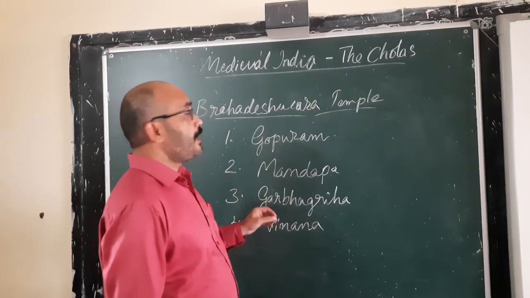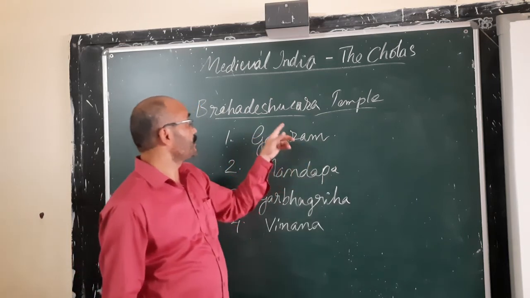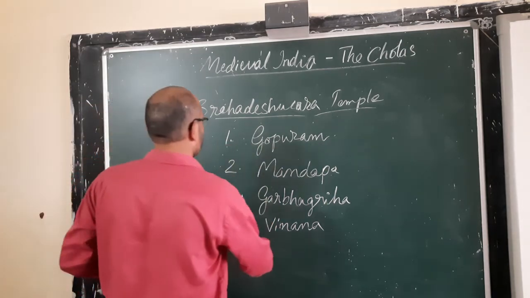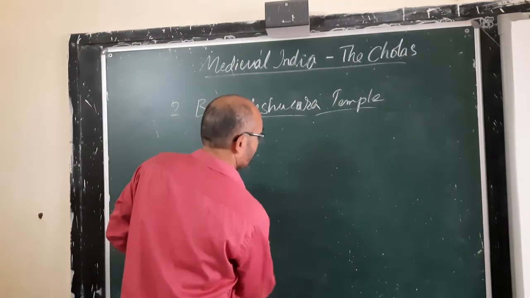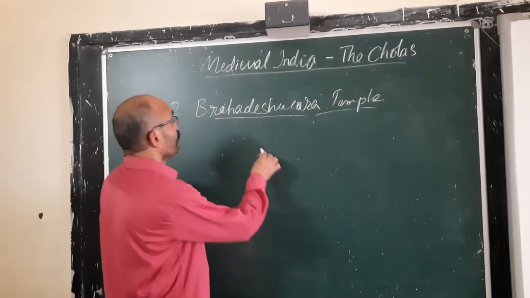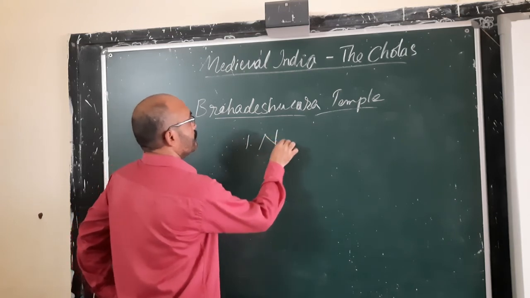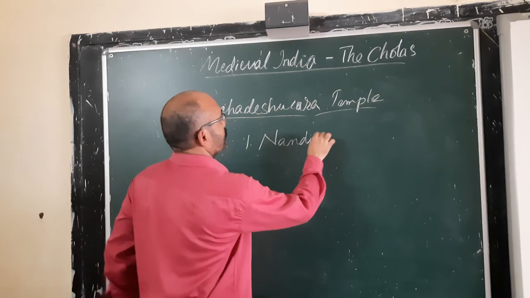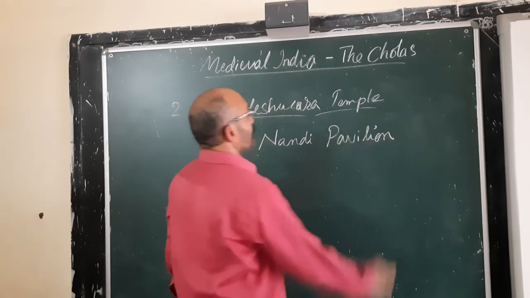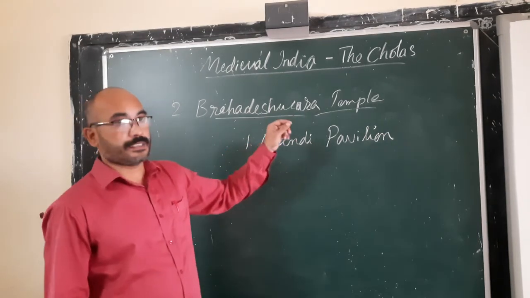And some other features, not of South Indian temples in general, but some special features of the Brihadeshwara temple. These are the general features of the South Indian temples, but the special features of the Brihadeshwara temple are: a Nandi pavilion. It had a pavilion named Nandi. A Nandi pavilion was one of the features of the Brihadeshwara temple.